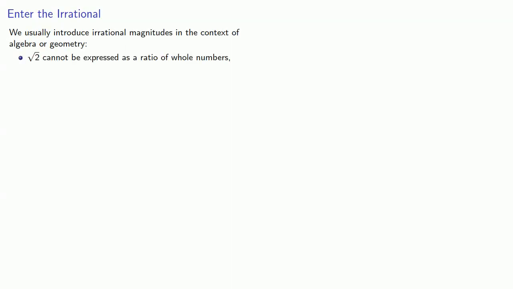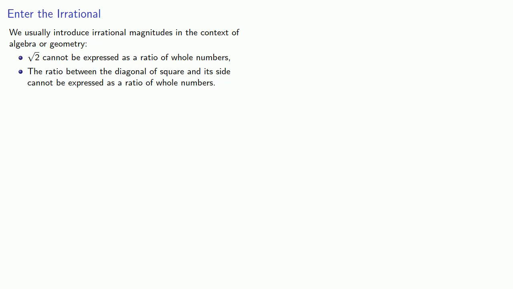In modern mathematics, we usually introduce irrational magnitudes in the context of either algebra or geometry. We might make the observation that the square root of 2 cannot be expressed as the ratio of whole numbers. Or we might say things like the ratio between the diagonal of a square and its side cannot be expressed as a ratio of whole numbers. But it's possible the Pythagoreans discovered them through an entirely different route.